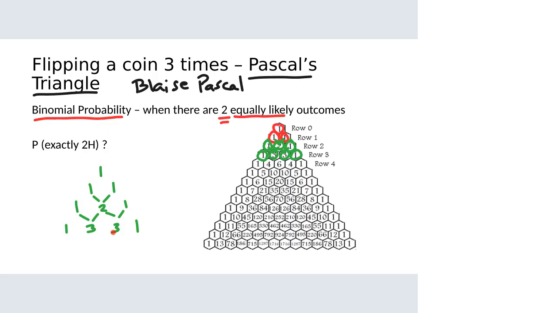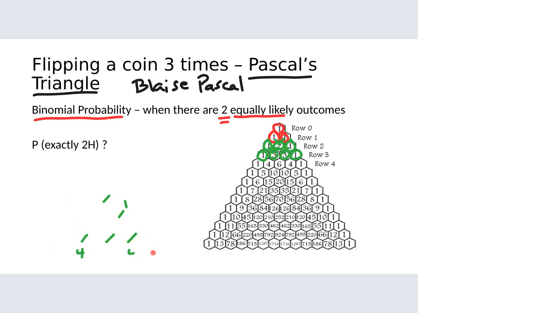If I wanted to build the next row, I know I'm going to have 1's on the outside edges. 1 and 3 is going to make 4. 3 and 3 is going to make 6. 1 and 3 is going to make 4. And that's how we could build as many rows as we needed to of this triangle.